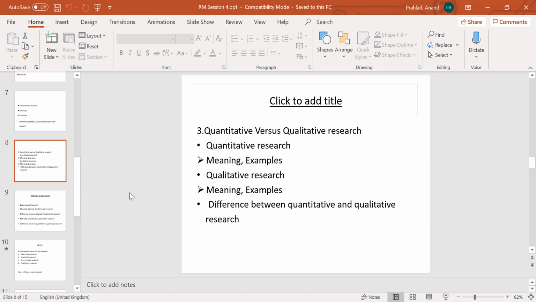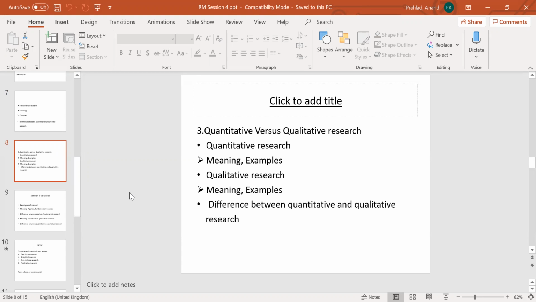Moving on to the next type, quantitative, qualitative research. Quantitative research, as the name itself indicates, is based on the measurement of some quantity or amount, and it is applicable for phenomenon that can be expressed in terms of quantity. Anything that can be expressed in terms of quantity is called quantitative research. For instance, when we use a rating scale to measure the degree of stress in individuals, this becomes quantitative research.